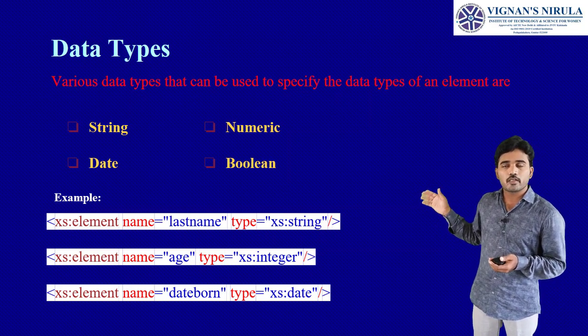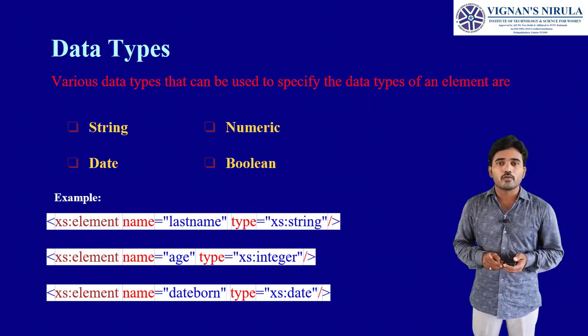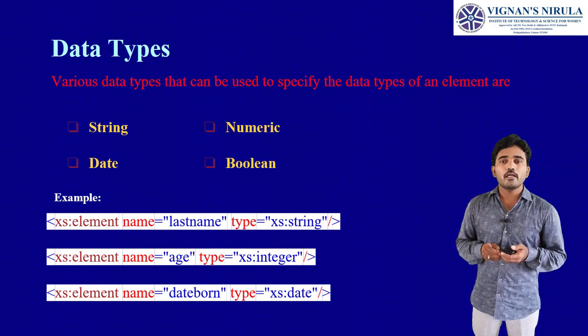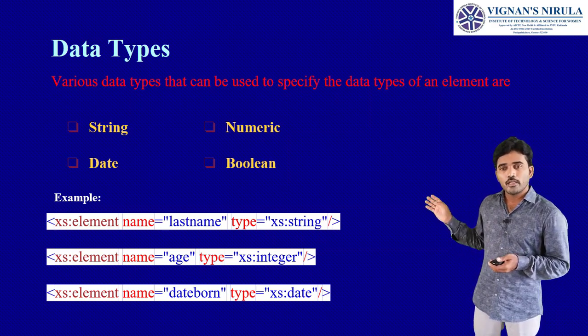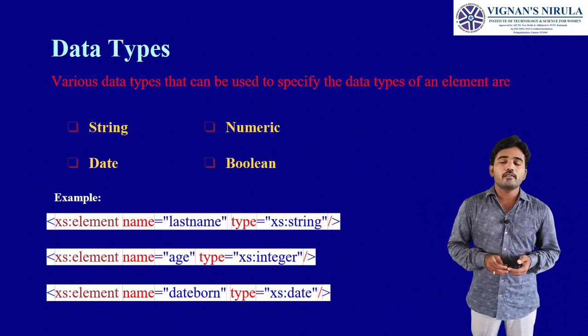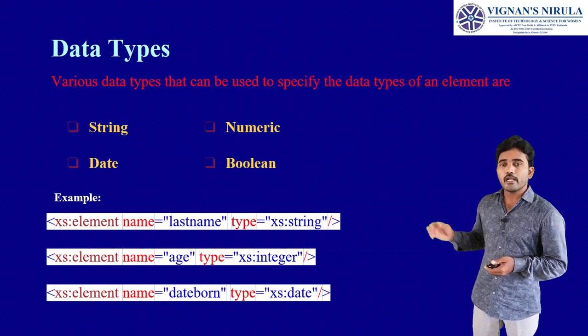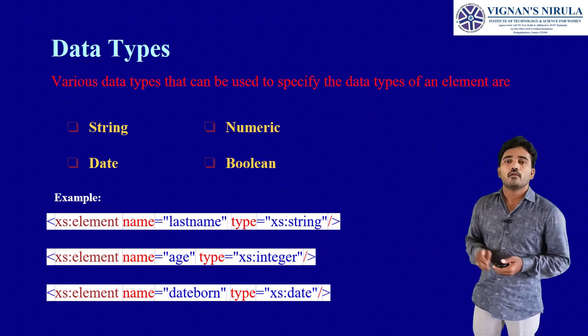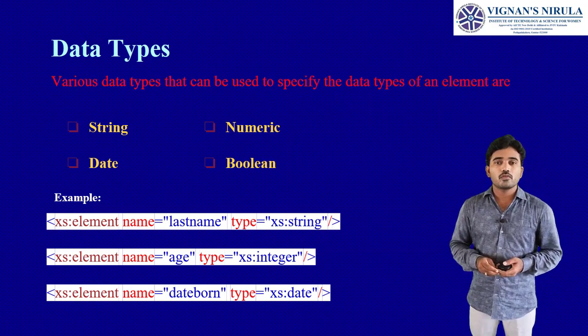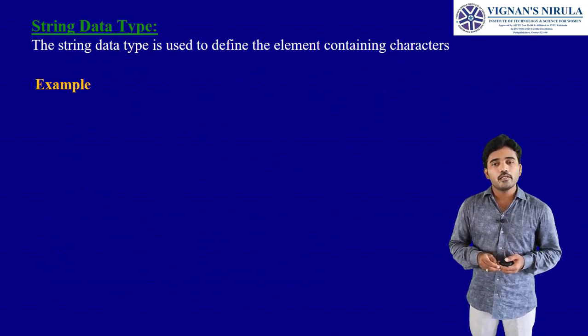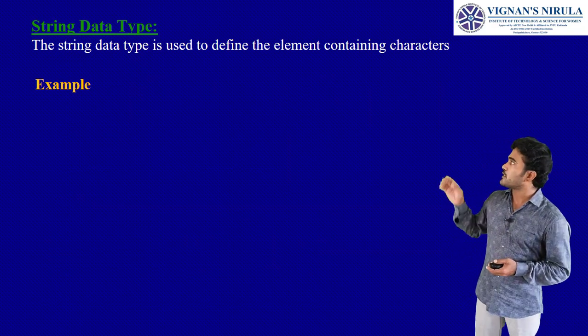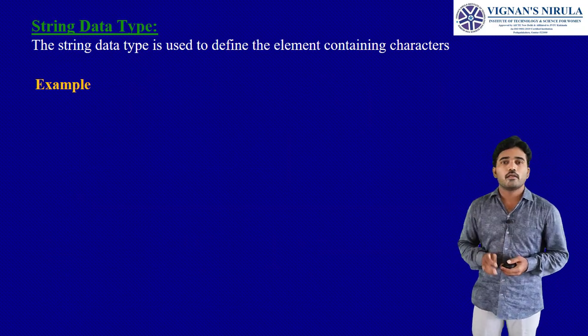XML schema string, it means it is a string data type. Then for the age we have used xs:integer. Remember, either you may write integer or else you may write number. Then for the date born we have used xs:date. Understood? So now we need to discuss in detail these data types one after another, that is string, date, numeric and boolean. Now let us discuss the string data type.